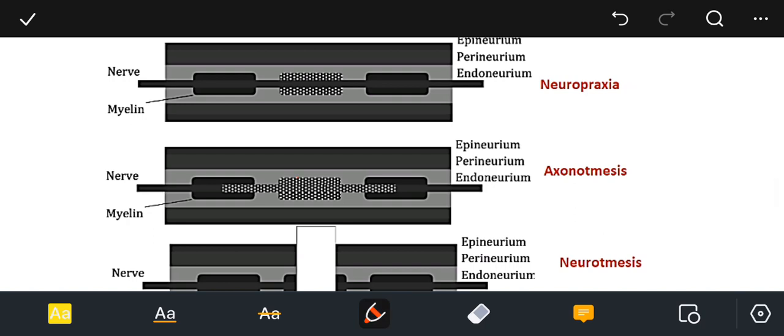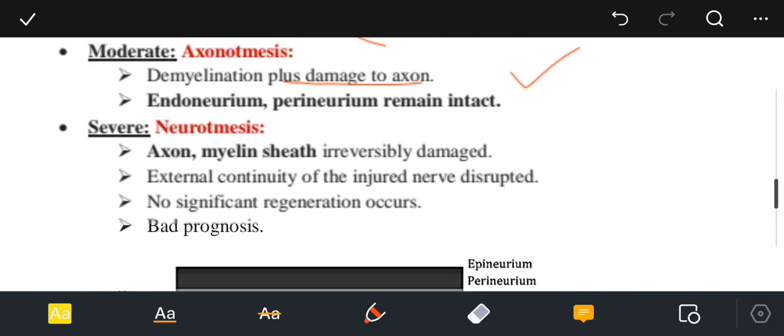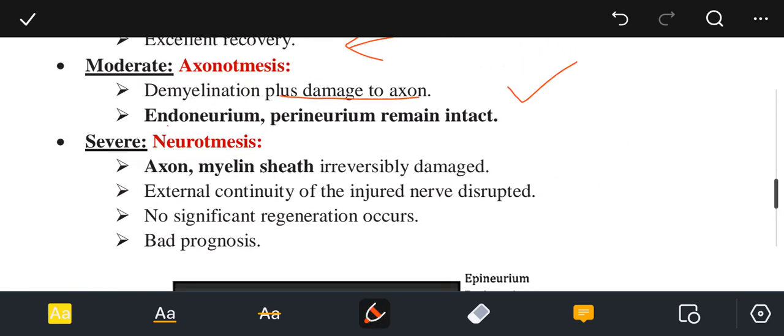So here you can see the Schwann cell is gone, the axon is gone, but the endoneurium, the perineurium and the epineurium, everything is intact. The only damage that has happened is axonotmesis, and there is some degree of regeneration that happens in this kind of nerve lesion as well.